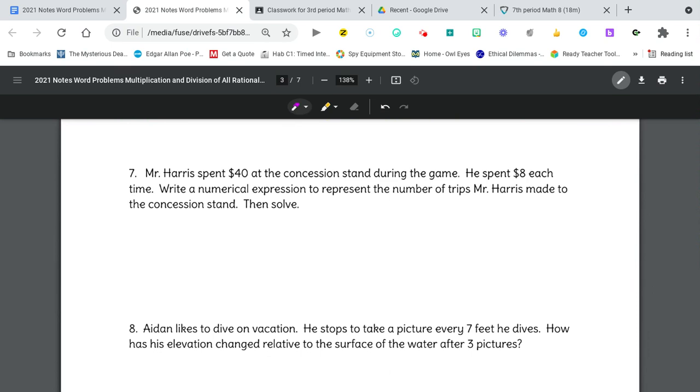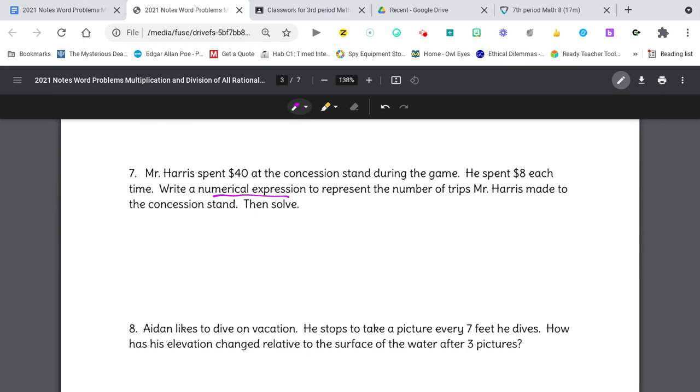Okay, let's look at 7. It says, Mr. Harris spent $40 at the concession stand during the game. He spent $8 each time. Write a numerical expression to represent the number of trips Mr. Harris made to the concession stand. And every year I get this problem and somebody tells me that Mr. Harris made -5 trips. I don't know why I get that. A person can't make negative trips, guys.